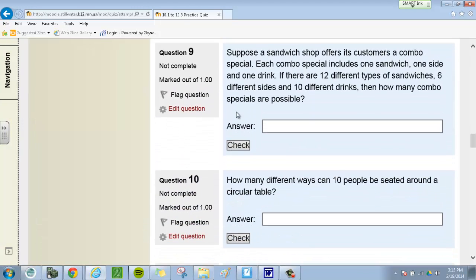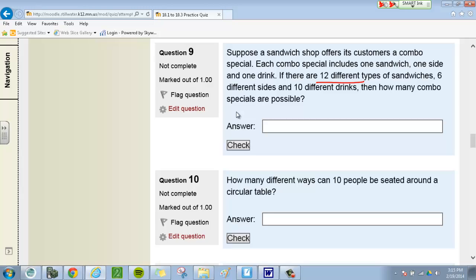Moving on. Okay. Suppose a sandwich shop offers its customers a combo special. Each combo special includes 1 sandwich, 1 side, and 1 drink. Okay, this sounds good. If there are 12 different types of sandwiches, 6 different types of sides, and 10 different types of drinks, then how many combination specials are possible? Well, this is just the multiplication principle right here. This is like dressing yourself. You have 5 hats, you have 10 shirts, and 6 shoes. You just multiply those numbers to figure out how many outfits you can wear.